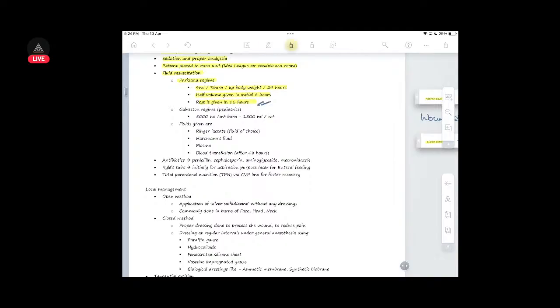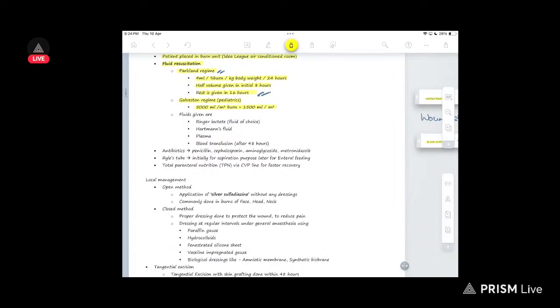This is an important point. This is Parkland regime, the most commonly done: 4 ml per percentage burn per body weight in 24 hours. Then you have Galveston, which is 5000 ml per body meter square plus 2000 ml per meter square.